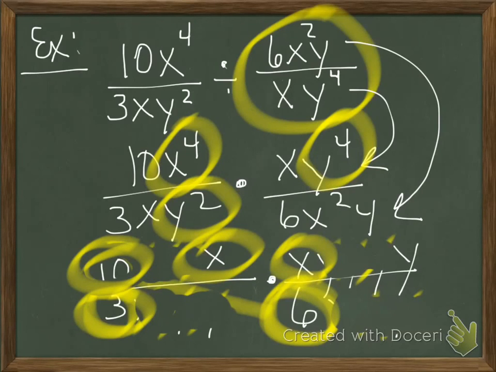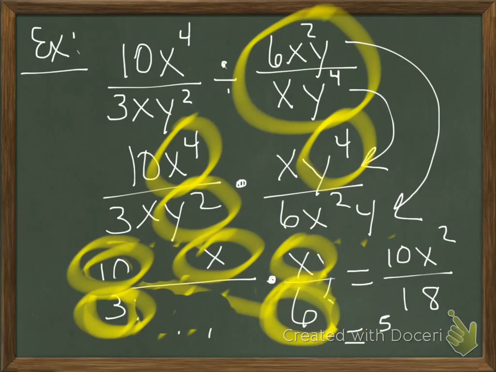Okay, so let's put some space here so you can see what I've got. This is 10x squared over 18. 10 over 18 will reduce. They're both divisible by 2, so I'm going to have 5x squared over 9. That's my solution, 5x squared over 9.